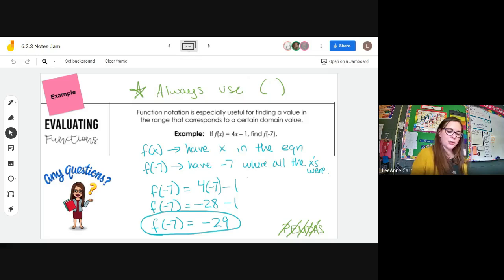And you're going to write your answer this way. You're going to write it out with the function notation. So you'll say f of negative 7 equals, and then whatever you get.